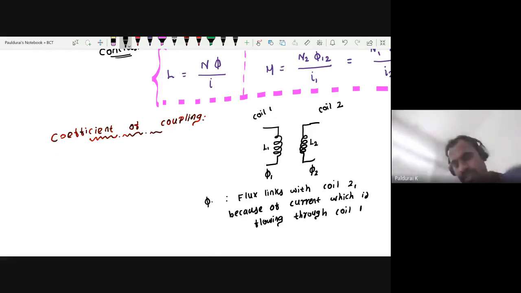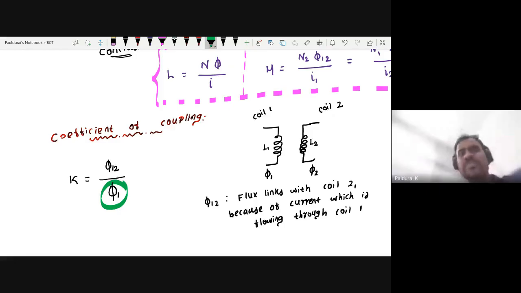Now this coefficient of coupling is given by the ratio between the self inductance of coil 1, which is phi 1, and how much flux is given by coil 1 to coil 2, which is phi 1 2. Out of this much self inductance, which is myself, how much am I giving to others?